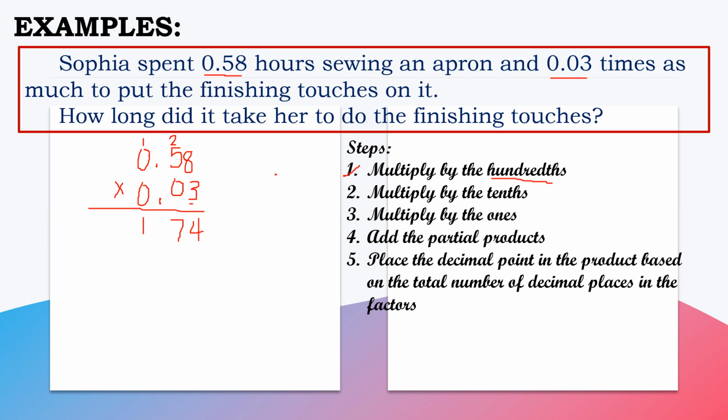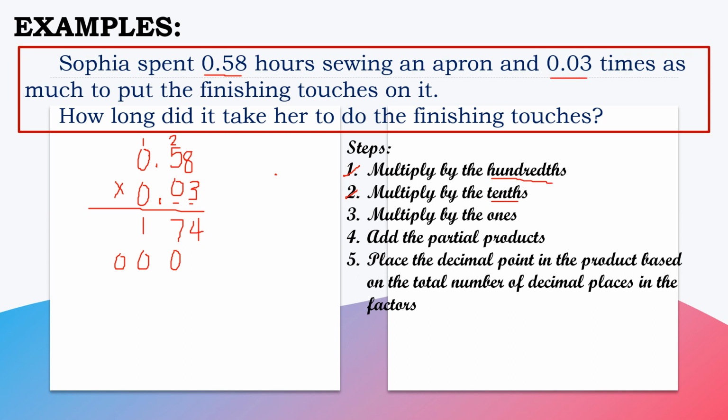Now, second step, multiply by the tens. So, aling digit ba sa ating multiplier ang nasa tens place value? Siyempre, yung 0. So, kagaya ng ginawa natin sa 3, imumultiply natin siya isa-isa sa digits ng ating multiplicand o yung ating first factor. So, 0 times 8 is 0. 0 times 5 is 0. And 0 times 0 is of course 0.